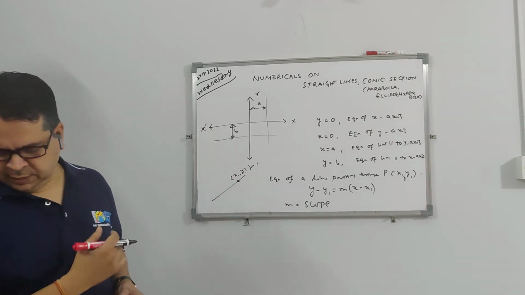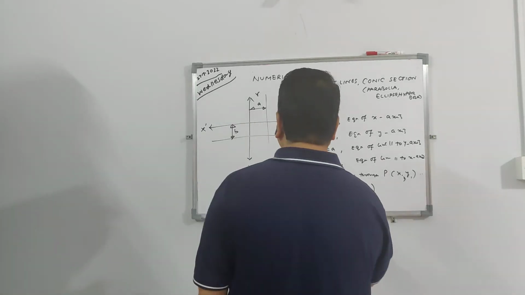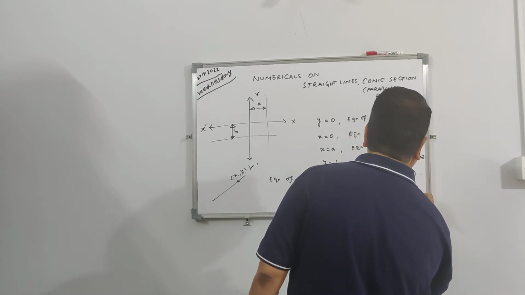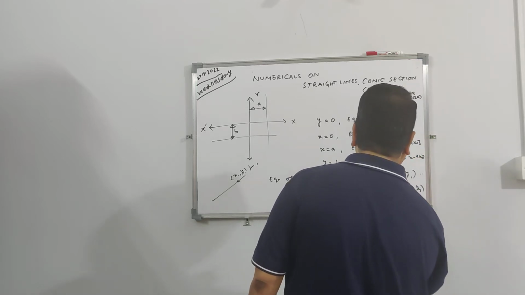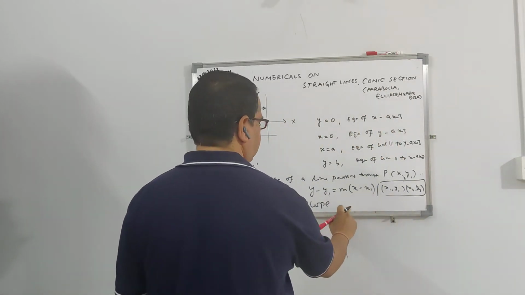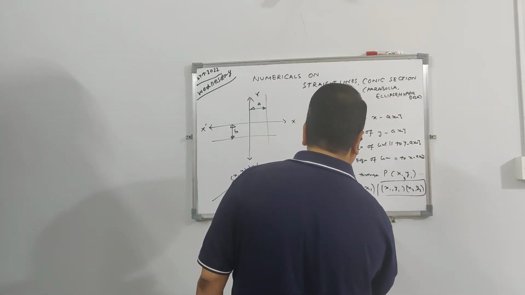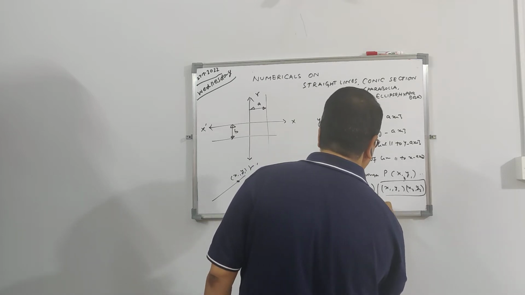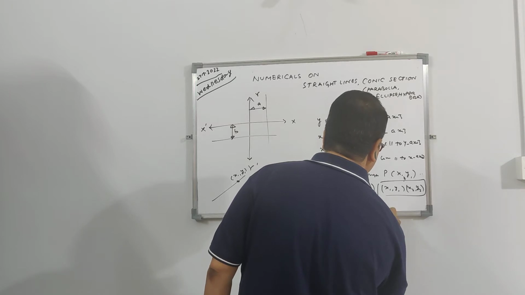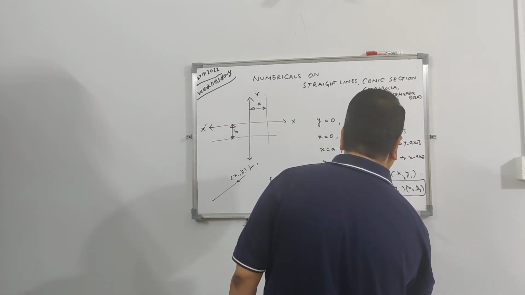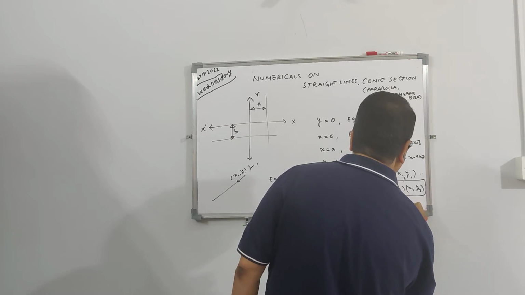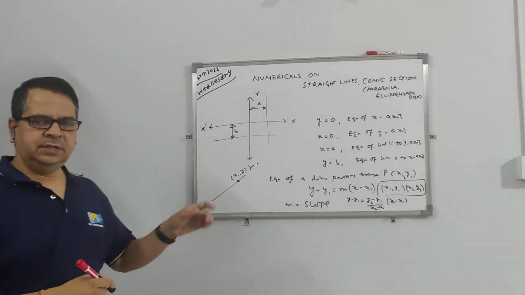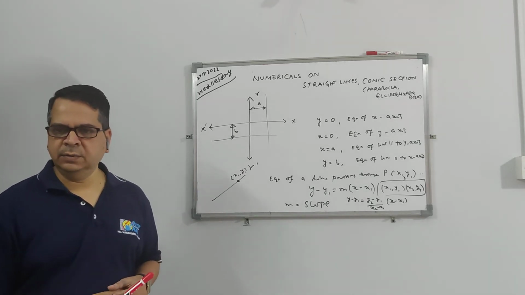If you write it in 2 point form, say you know 2 points, x1 y1 and x2 y2, you can write it as y minus y1 is equal to the slope, which becomes y2 minus y1 divided by x2 minus x1, into x minus x1. So if 2 points are given, you can easily find the slope. If 1 point is given, you need to know the slope to write the equation.